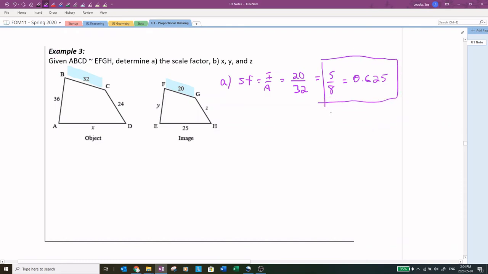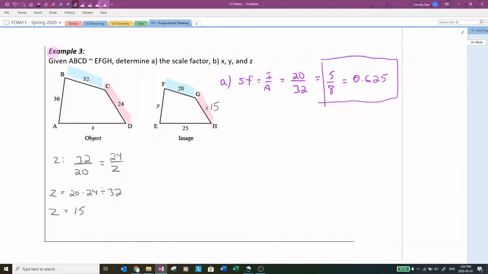Okay, now for doing X, Y, and Z, I'm actually going to do them backwards. So let's just color Z and its corresponding side. And so for Z, I have that 32 over 20 is going to equal 24 over Z. So Z equals 20 times 24 divided by 32, and that gives me an answer of Z equals 15. And that seems quite reasonable, doesn't it? Okay.